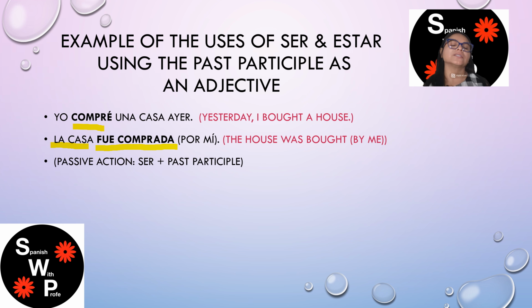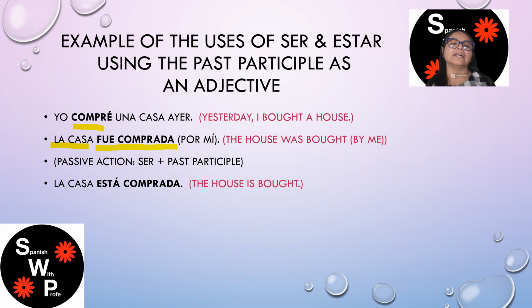Sigamos. So that is an example of the passive action using ser plus the past participle. Always remember that when you're using the past participle with either ser or estar, it must agree both in number and in gender. Singular, plural, masculino, femenino. Okay, muy bien. And then the result using estar will be la casa está comprada. So la casa is the subject. The helping verb is estar for the condition, the result of that condition, and it is comprada because it's referring to la casa. Okay?